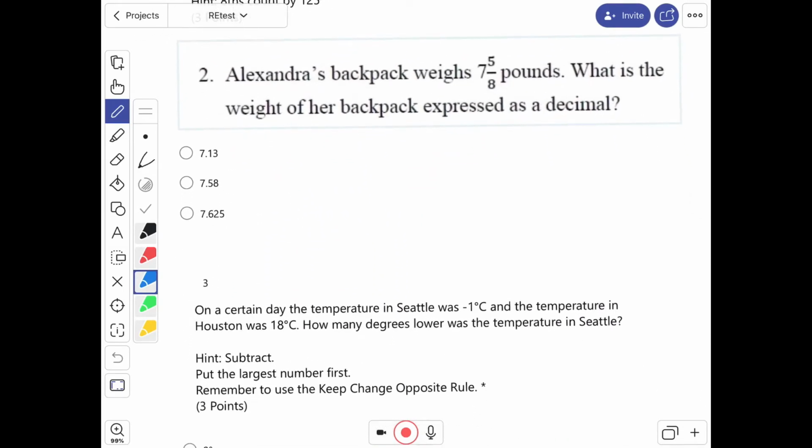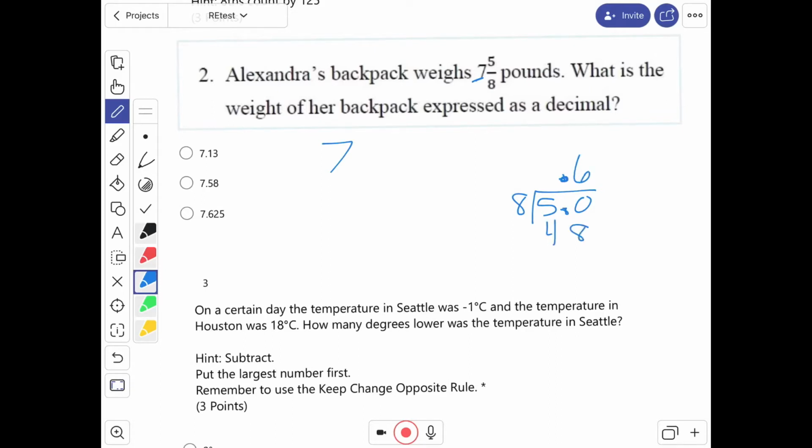Question 2. Alexandra's backpack weighs 7 5/8 pounds. What is the weight of her backpack expressed as a decimal? The whole number part is going to stay the same. We need to figure out what is 5/8. And you were supposed to memorize it. But you can divide it out to figure out what a fraction is as a decimal.